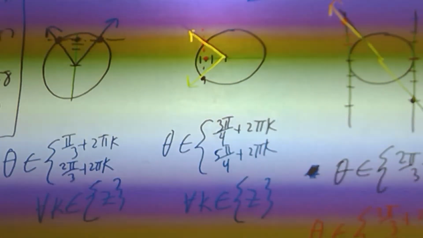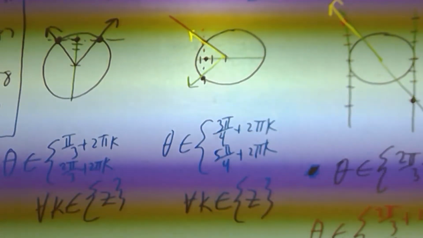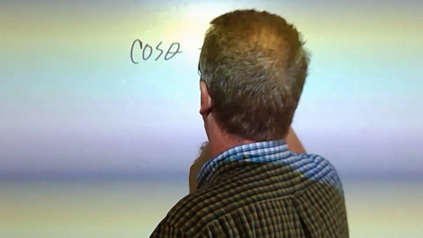I want you to do it on your own. So this is the formative assessment. Here we go. Draw a muck diagram and write the full solution set for cosine theta equals 1/2.